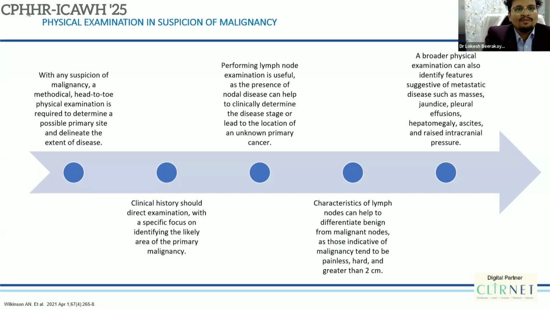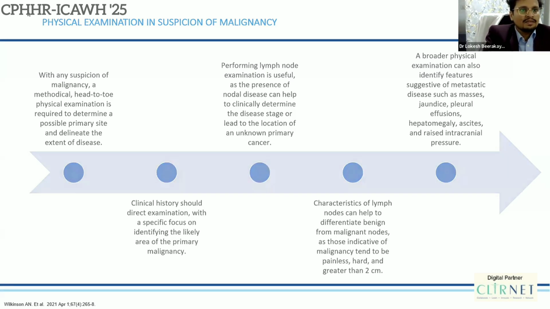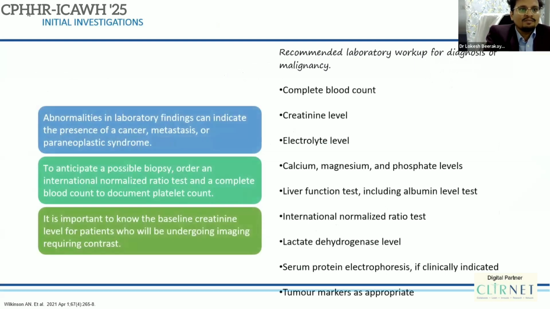Then you can go for performing lymph node examination, and then you can categorize, go for a biopsy and differentiate whether it's a benign or a malignant one. And also, if the patient is presenting with features of other organ system involvement, then you have to think of metastasis, such as any masses at different sites or any bony lesions or any full-fledged jaundice, pleural effusion, splenomegaly, any abdominal distension, ascites on ultrasound, as well as raised intracranial pressure, especially when there are metastases to the brain. So these are various things you need to do when you are suspecting malignancy.